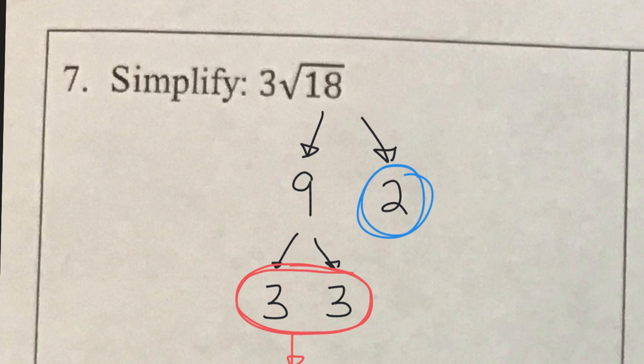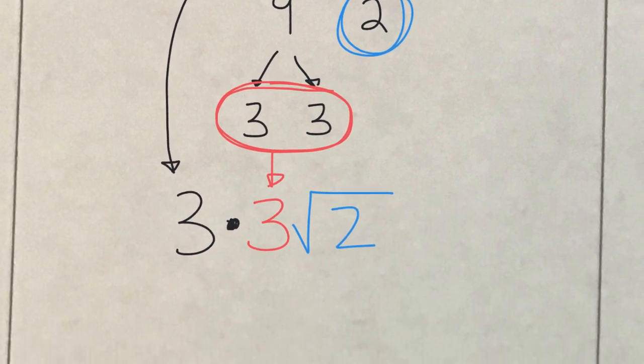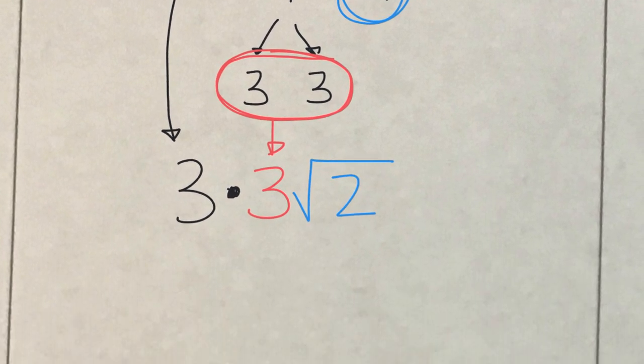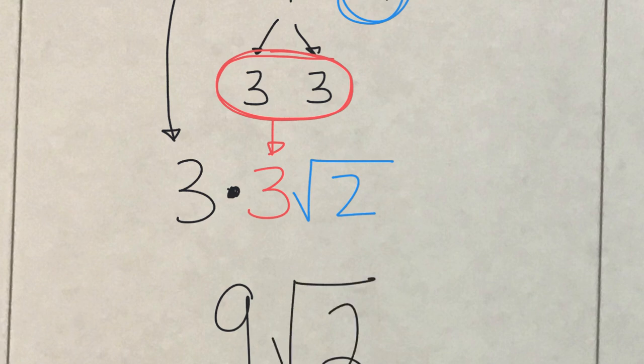And now we still have to deal with this 3 on the outside. Remember, there's not an operation between the 3 and the radical, so we need to understand that that is a multiplication. So this 3 on the outside was there in the beginning. So our final answer, what is 3 times 3? 9. So our final answer is 9 root 2.